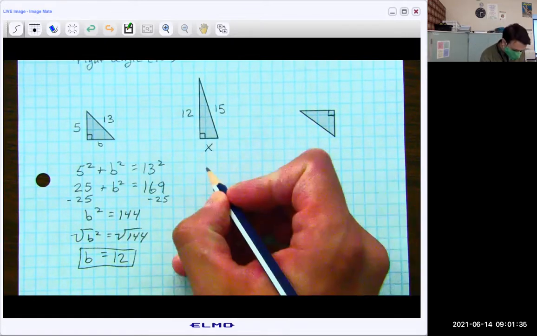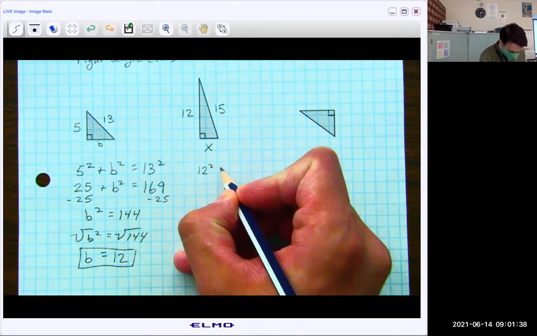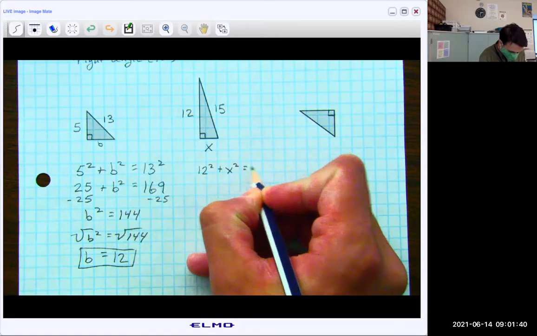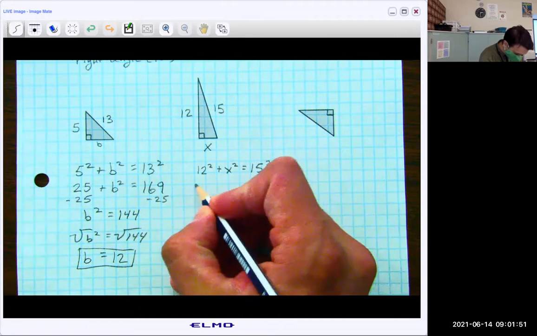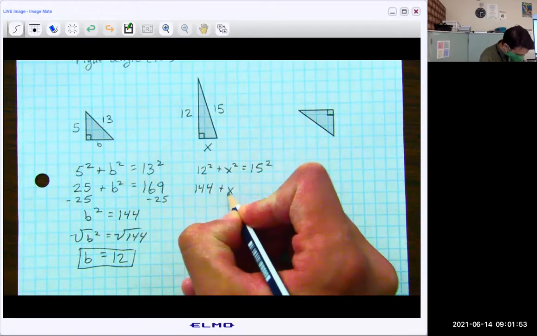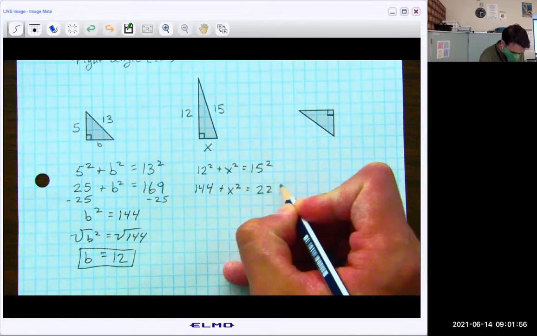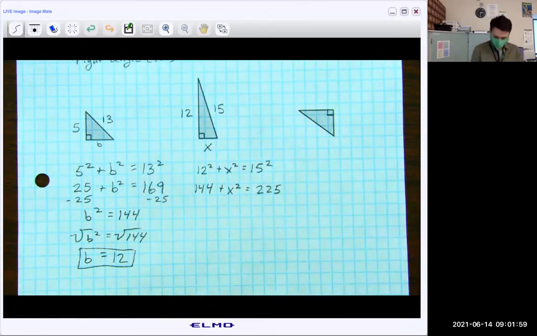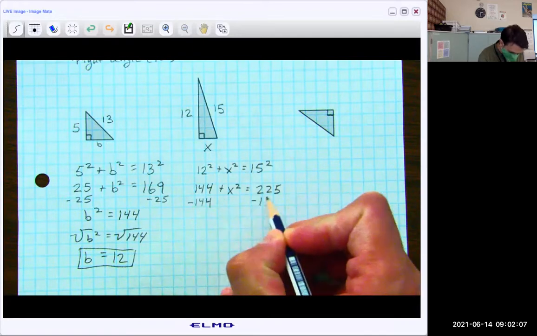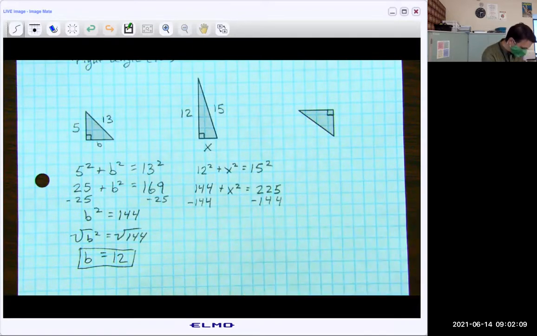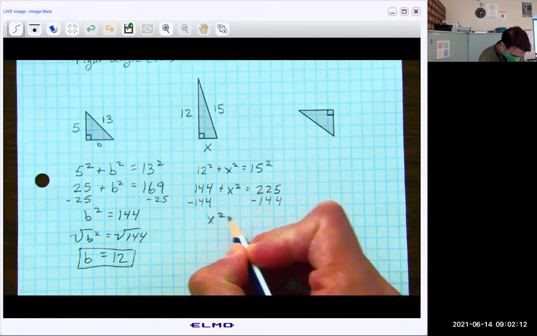We would just go 12 squared plus x squared is equal to 15 squared. That's going to be 144 plus x squared is 225. And then you subtract 144 from both sides. We're solving for x. We get x squared is 81.